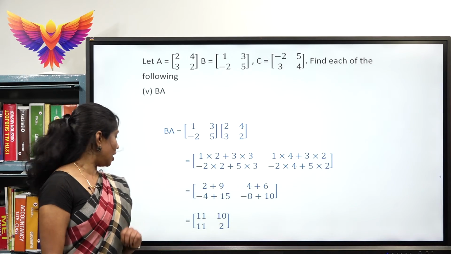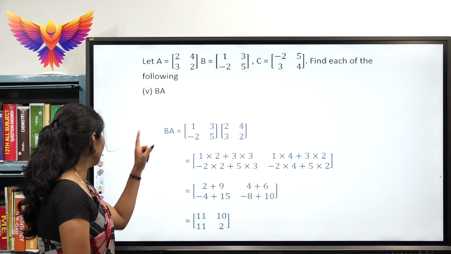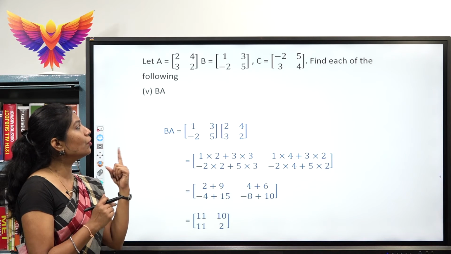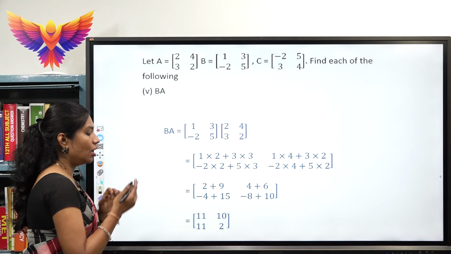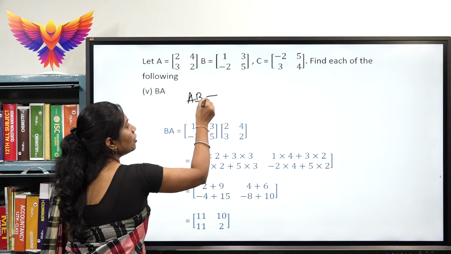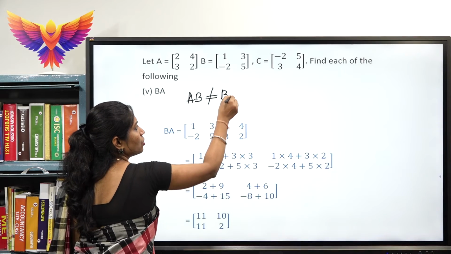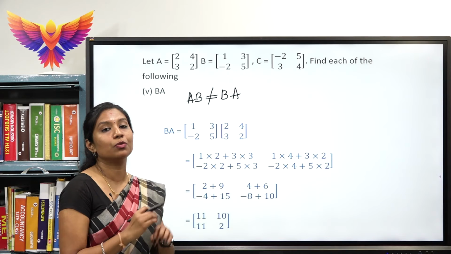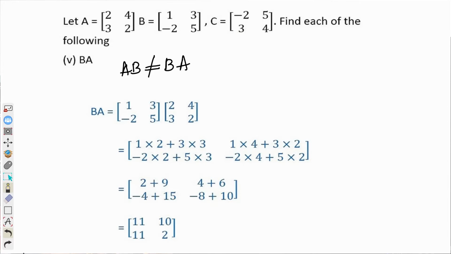A similar kind, one more question I have considered is BA. So it's a vice versa of it. The previous question was AB, but here we are going to check B into A. Note that whenever you are multiplying matrices, AB will never be equal to BA. Maybe the order will be the same, but the elements will be completely different. You won't get the same elements in the product AB and the product BA. Now, depending on the matrix again.